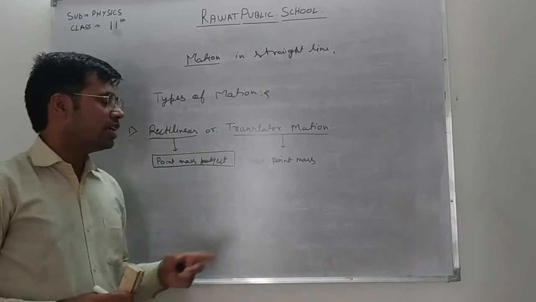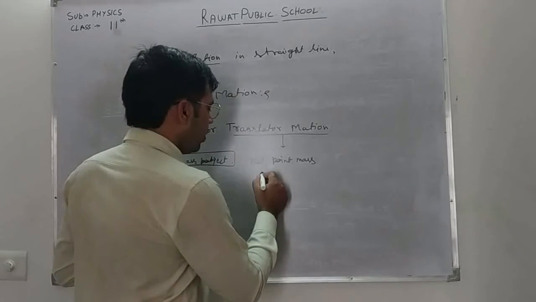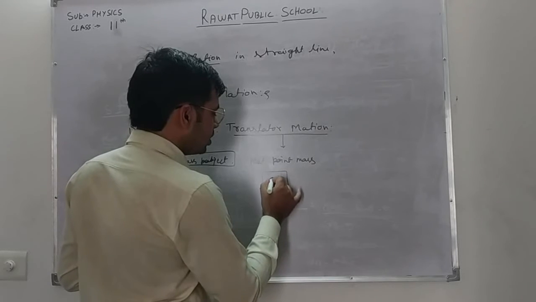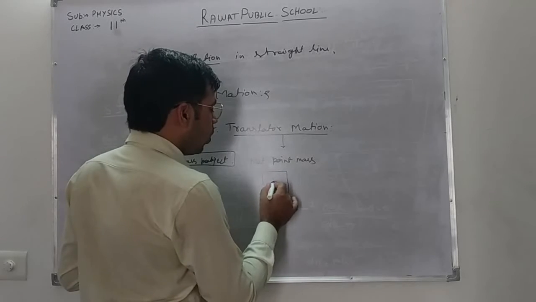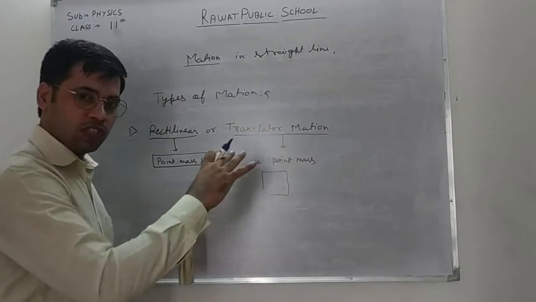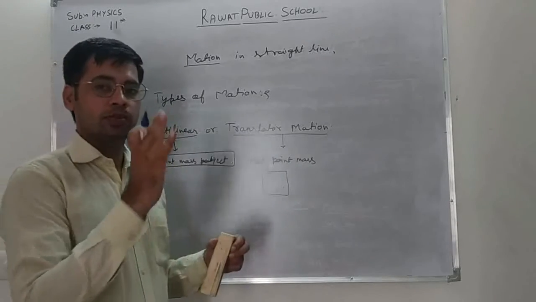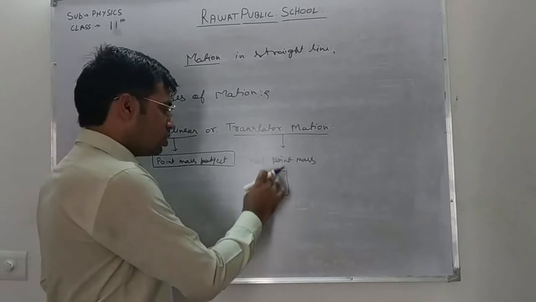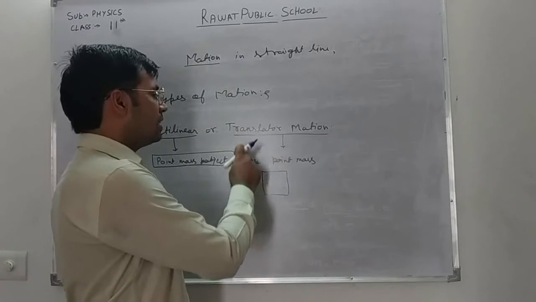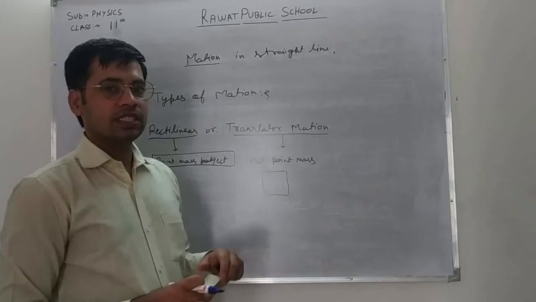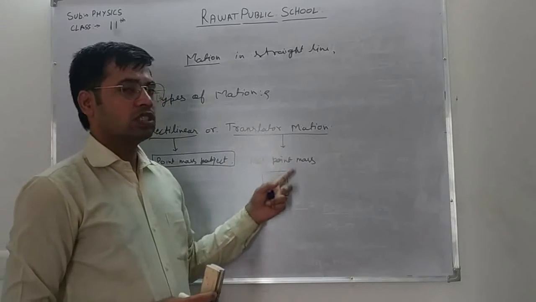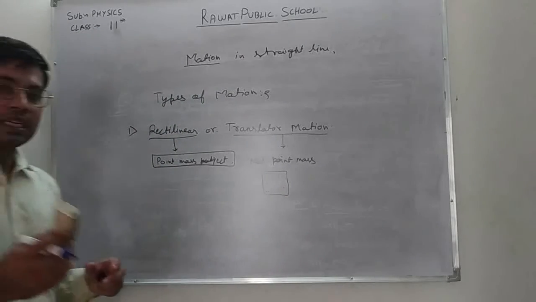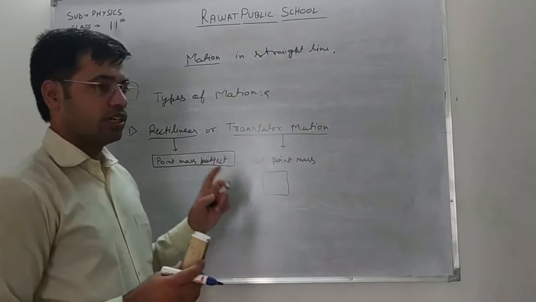Okay, now translatory motion: if the object is not a point mass, in that condition if the object is moving, then all the particles of this object have the same speed. So if the constituent particles have the same speed, that means we can say that the object is in translatory motion, and if it is moving in a straight line, then the object can be considered as in translatory motion.